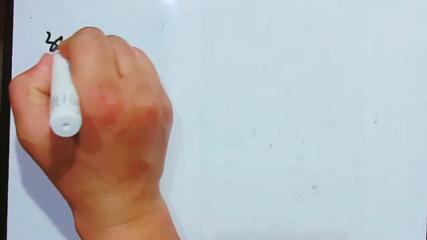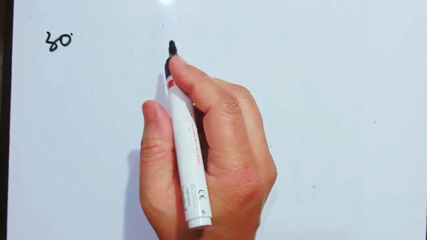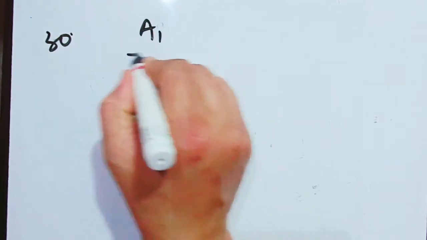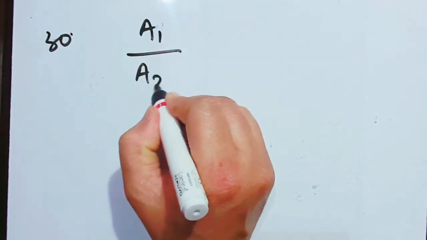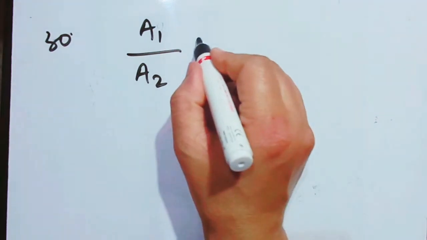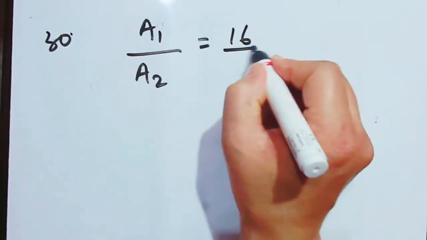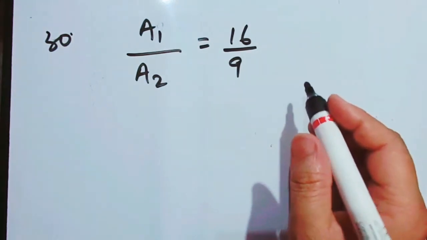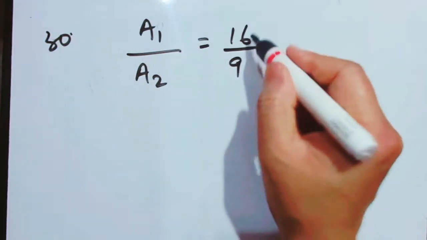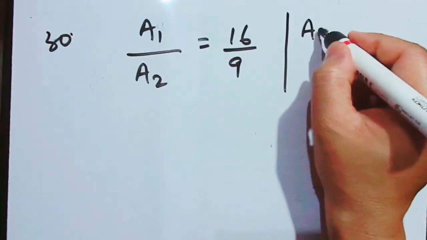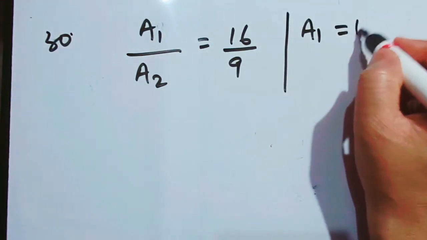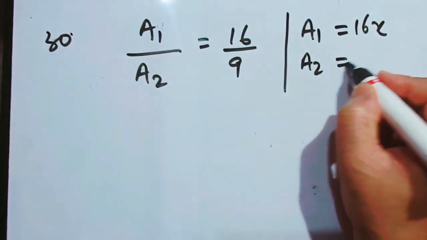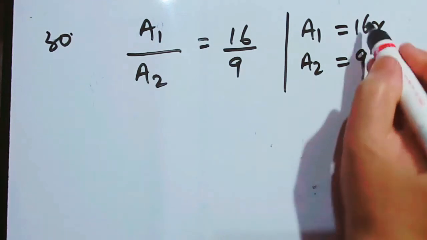Number 30 says that the ratio between the areas of two circles, that is, area of the first circle by area of the second circle, is equal to 16 by 9. So we can take a common factor in both of them and write that the area of the first circle A1 is equal to 16x and the area of the second circle A2 is equal to 9x. So these are the values.